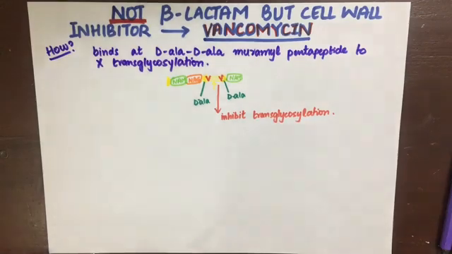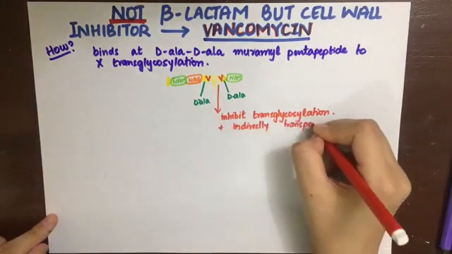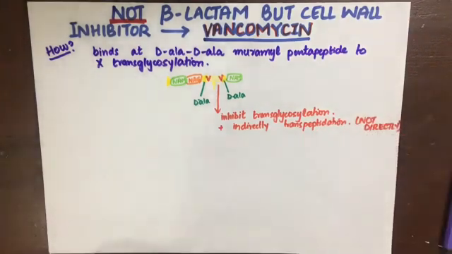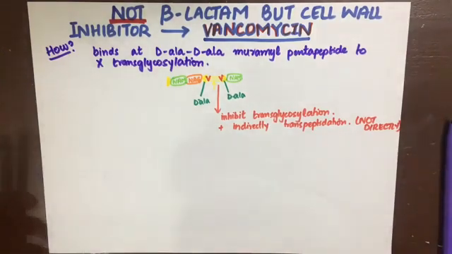Once vancomycin inhibits transglycosylation, then you can imagine that transpeptidation will also be inhibited but indirectly, not directly via inhibiting the transpeptidase enzyme like penicillins and cephalosporins and carbapenems do.